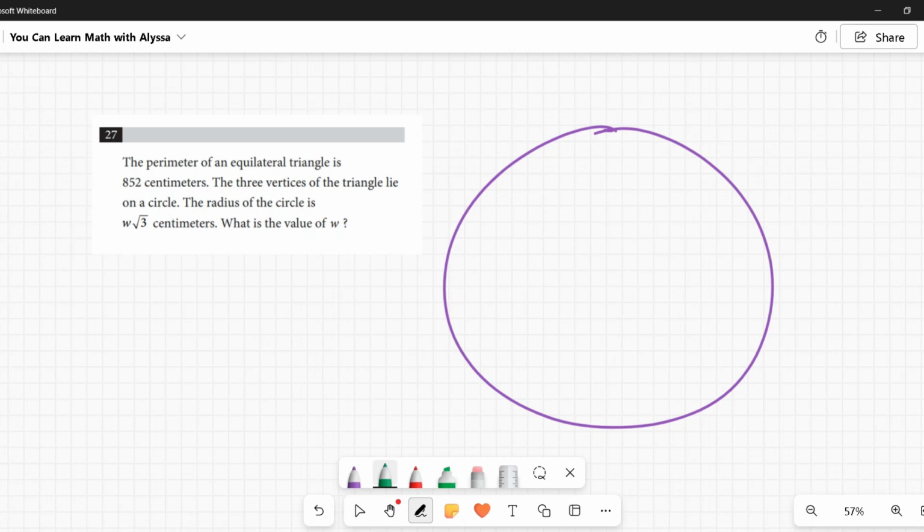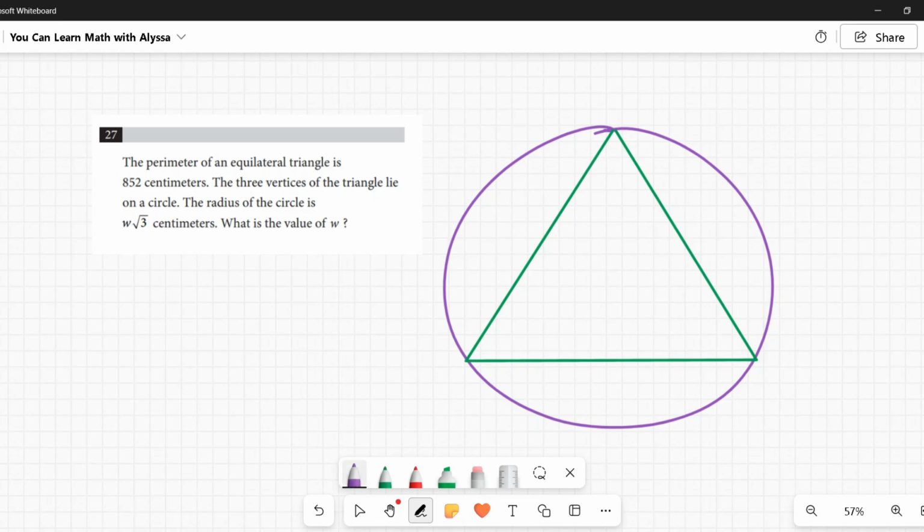And let's see if I can pull this off. I'm going to have... Come on. That's not bad. It's not the best triangle I've ever drawn. It's not a perfect equilateral, but it is close enough that we can know what's going on. Right, so the 3 vertices lie on the circle. And what are we given? We are given the perimeter of the triangle. We know that that's 852 centimeters. And we know the radius of the circle is w square root of 3 centimeters also.